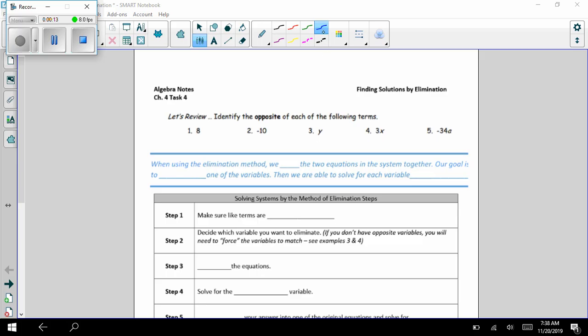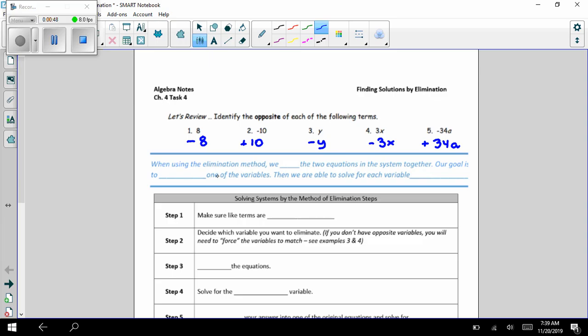The opposite of a positive 8 is a negative 8. The opposite of a negative 10 is a positive 10. The opposite of a positive y is a negative y. The opposite of a positive 3x is a negative 3x. And the opposite of a negative 34a is a positive 34a. Notice you can put a plus sign there as well when we're talking about positives. This will be helpful as we go through this section.